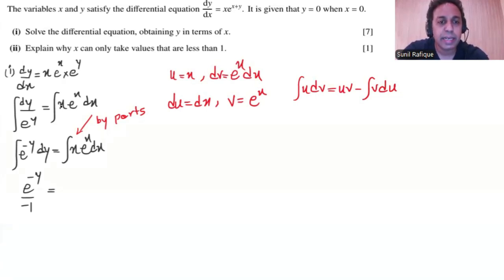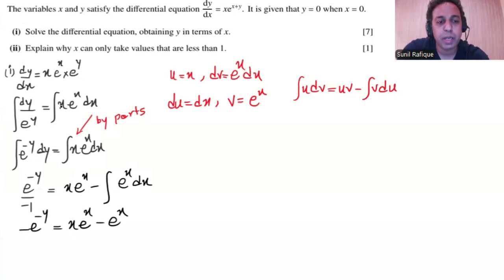So this will look like x e^x minus integral of v, which is e to the power x, and du is just dx. Now I can finally write x e to the power of x minus e^x, and minus e to the power negative y, and there's a plus c as well. Let's solve for the constant of integration. I've got the boundary condition y equals 0 when x equals 0. So let's sub in: minus 1 equals 0 minus 1 plus c. Any number raised to power 0 is 1. This cancels. C is 0.